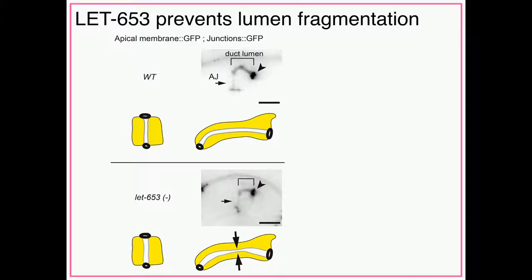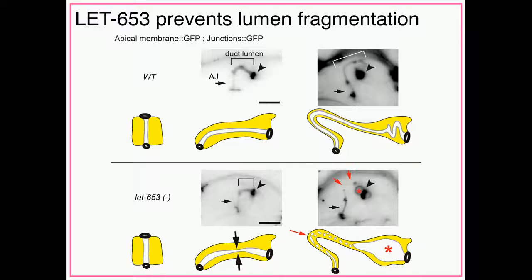Now, we wanted to know why LET-653 is in the duct. So we used an apical membrane marker to look at the duct cell in both wild type and LET-653 mutants. In wild type animals, the duct forms and there's the lumen, while in LET-653 mutants, the duct lumen at this stage looks identical to wild type. However, slightly later in wild type, the duct lumen continues to elongate and to narrow somewhat, while in LET-653 mutants, the duct lumen fragments and fluid starts to back up behind this block shown here.